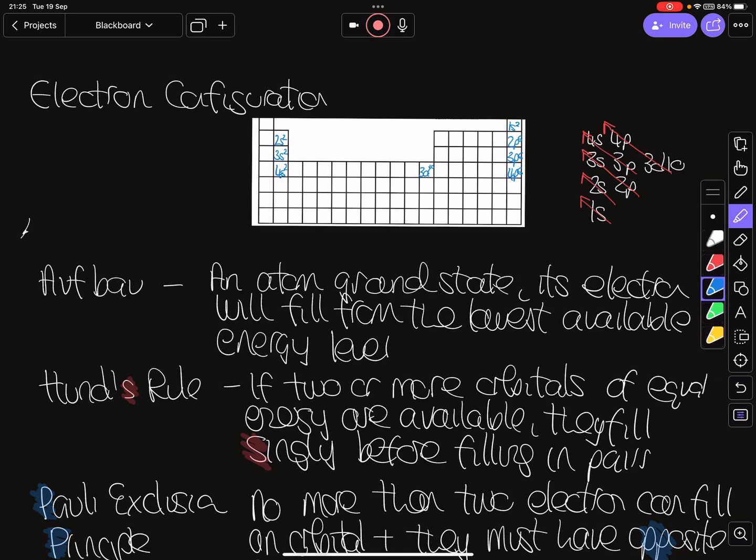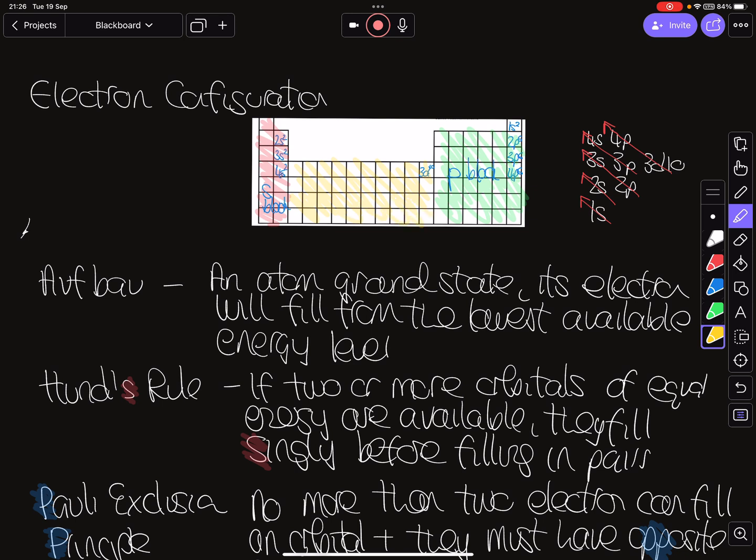Just as a matter of interest, this here is called our S block. Over here, all these are in the P block, and our transition metals get called the D block.